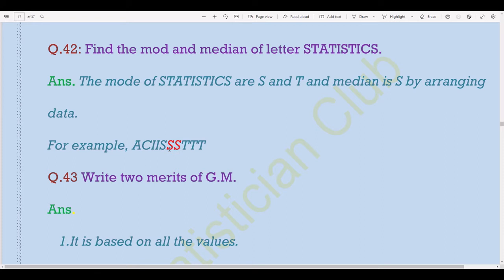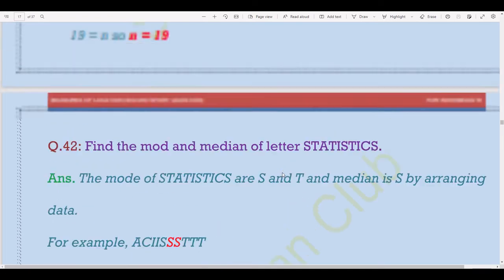The formula of median is the n by 2 item, 10 by 2, the fifth item, and the n plus 1 by 2 item, when we put 10, means 12 by 2, the sixth. The fifth position and sixth position are our median. So fifth position plus sixth position divided by 2. These are two same numbers, so S plus S divided by 2, then 2S by 2, the answer is S. So median is S.